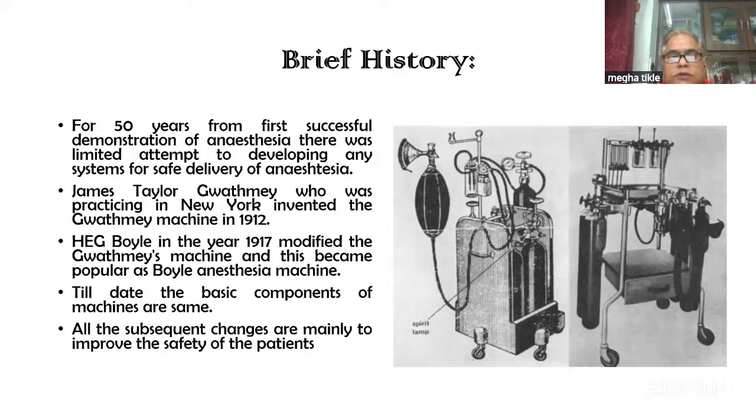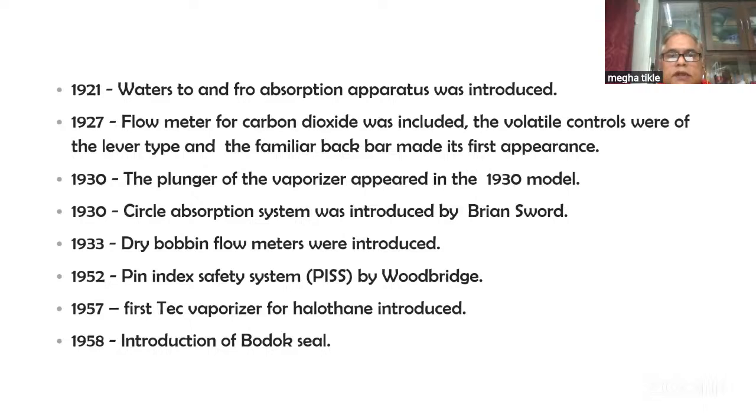It was manufactured by the Coxter Mecha company, and till date, the basic components of the machine or any workstation are same as that have been introduced by HEG Boyle, and all subsequent changes are mainly to improve the patient safety and the personal safety in the operating room. Here are a few important historical landmarks in development of the workstation. So the CO2 absorber was first used in 1921, flow meters in 1927, vaporizers appeared in 1930. By 57, we had tech vaporizers. A circle absorption system was introduced in the 30s. Pin index system was there in 1952. And the Bodox seal to attach emergency cylinders was introduced in 1958. Till that time, generally big cylinders were used with the Adams reducing valve and that were connected with the pin index system to the machine.